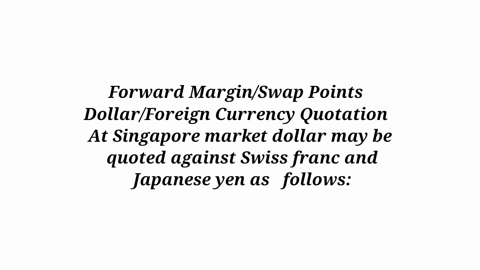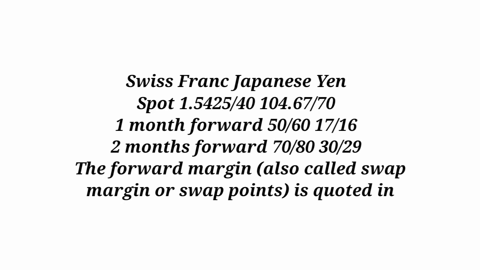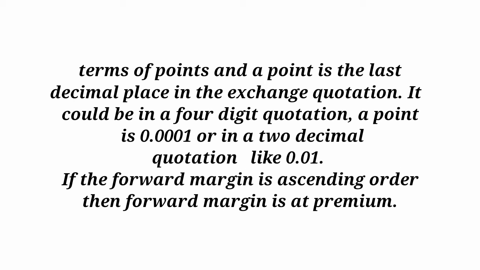Dollar may be quoted against Swiss franc and Japanese yen as follows. Swiss franc, Japanese yen, spot 1.5425 to 40, 104.67 to 70. 1 month forward, 50 to 60, 17 to 16; 2 months forward, 70 to 80, 30 to 29. The forward margin, also called swap margin or swap point, is quoted in terms of points, and a point is the last decimal place in the exchange quotation.